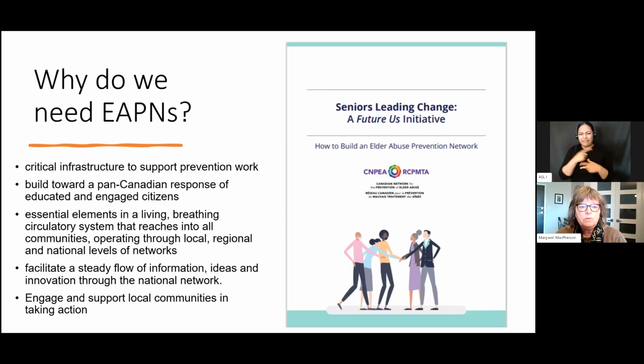I see these prevention networks as essential elements in a living, breathing circulatory system that reaches into all communities at all levels, right? This is a way for clusters of people who are doing this work already across the country to not be so isolated in the work, but to be part of larger networks that connect us all together in achieving those common goals. Because ideally, what networks can do is facilitate a flow of information, ideas, and innovation throughout the network, supporting each other, reducing the isolation that people in social change work often feel, and doing that work of engaging and supporting local communities in taking action. Because as you probably all know, the real work happens in communities, between people.